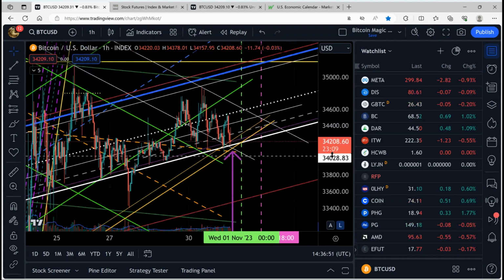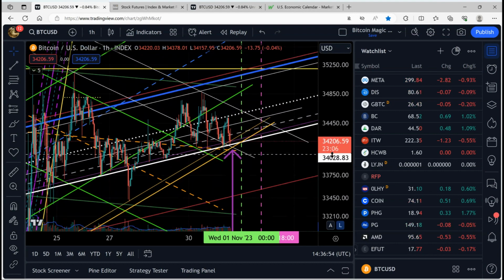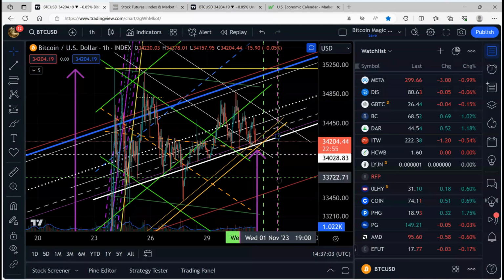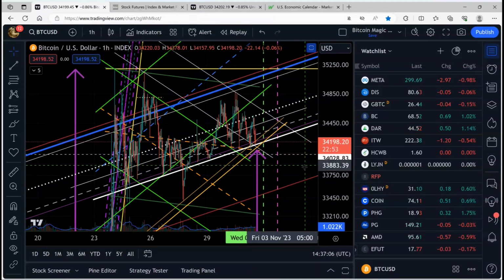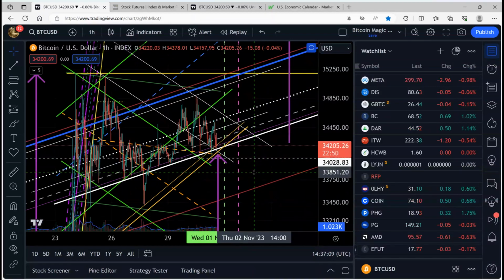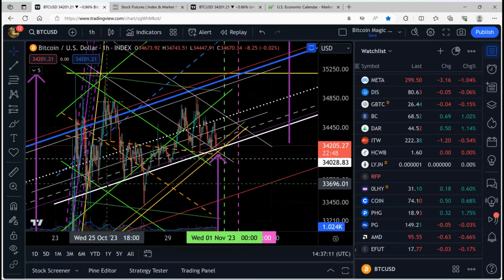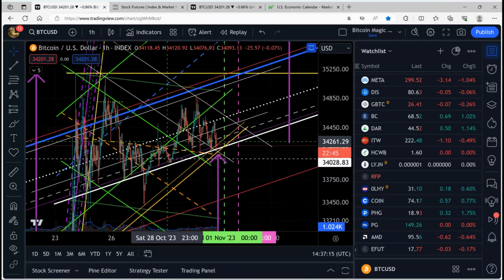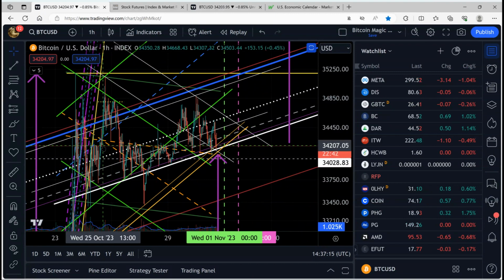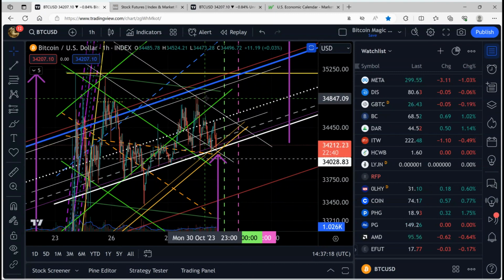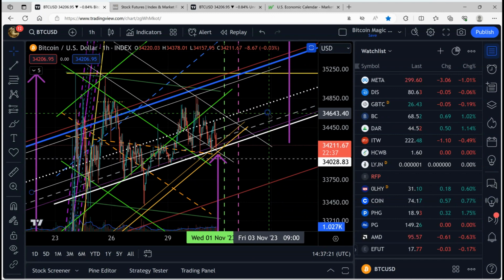And that would be forming a big, well, either they're all forming triangles. We're just consolidating, but we do have some sort of structure here that we are respecting. Essentially, trading in a parallel channel going upwards here. Yep, that's about it.